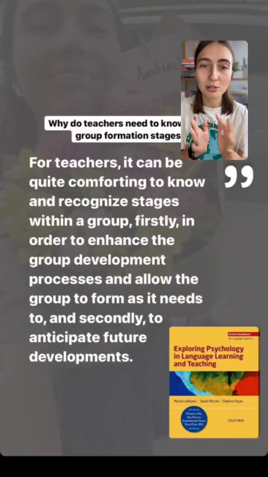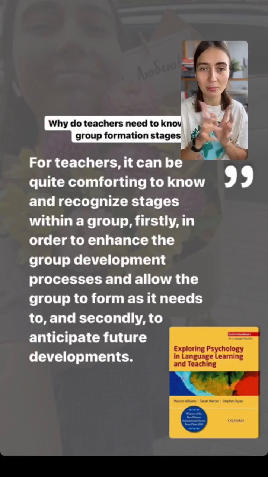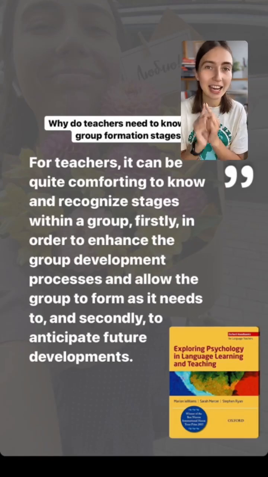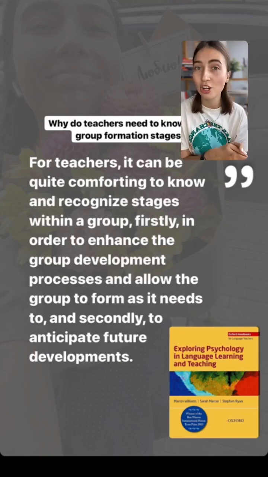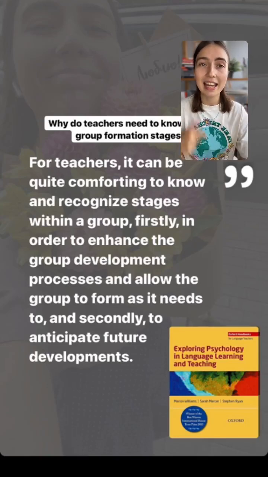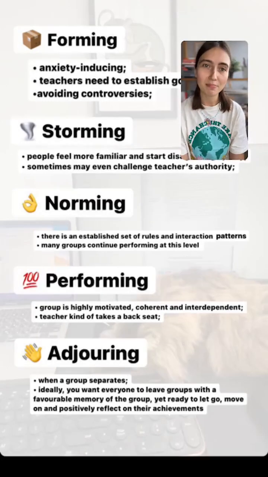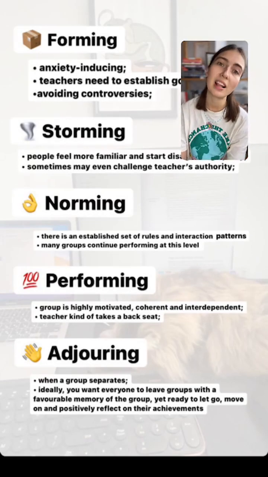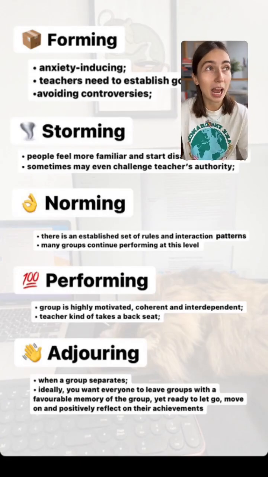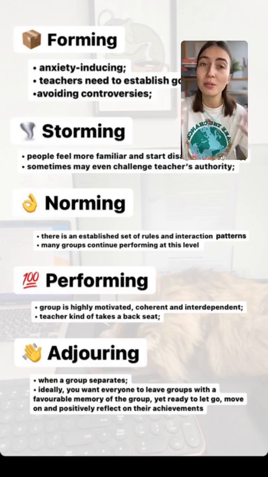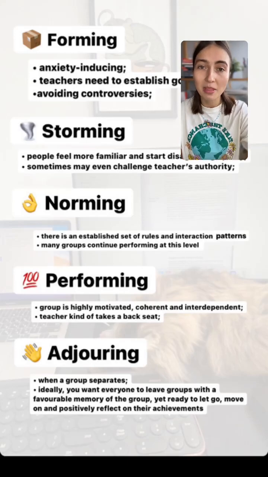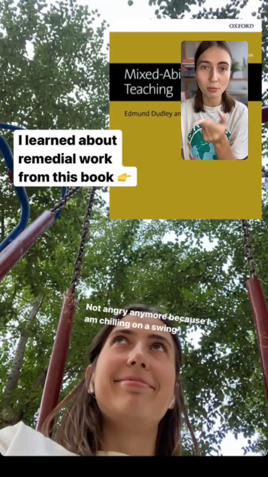Then we also talked about stages of forming a group, and I used this book, which is Exploring Psychology in Language Learning. It's a great book. I highly suggest you check it out if you teach groups, or if you teach any other types of classes. And here we talked about stages of forming a group. Here they are. I think it's very important for us to know how groups are formed, because if we know what happens to our group, we can anticipate some of the problems, some of the developments, so it's all good. Then we talked about mixed ability groups, and this was the book that I referred to.